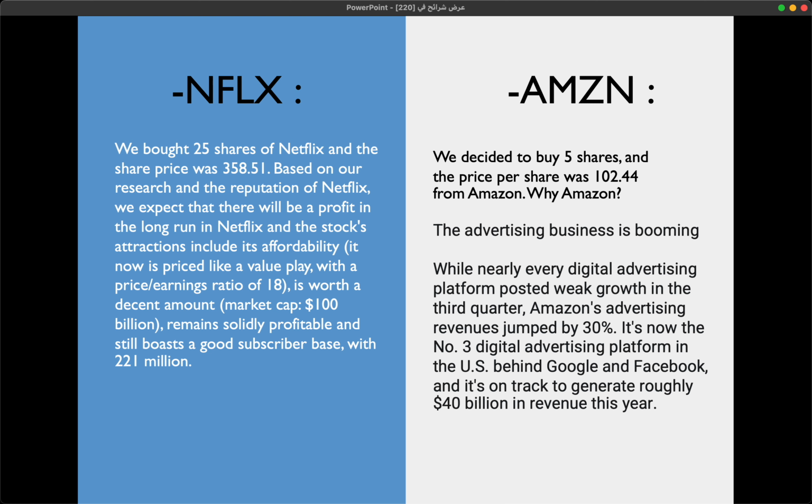And Amazon, we decided to buy 5 shares at the price of 102.44. Why Amazon? The advertising business is booming, while nearly every digital advertising platform posted weak growth in the third quarter. Amazon advertising revenue jumped by 30%, and it's now number 3 in digital advertising after Google and Facebook.